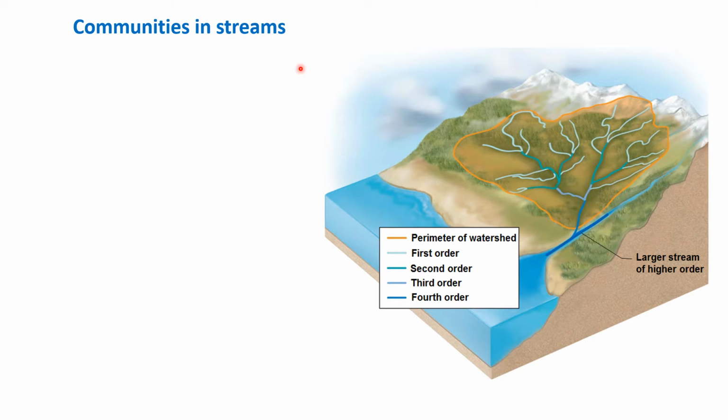About different types of freshwater biomes. First, stream communities. So water flows in streams and rivers in response to gravity.